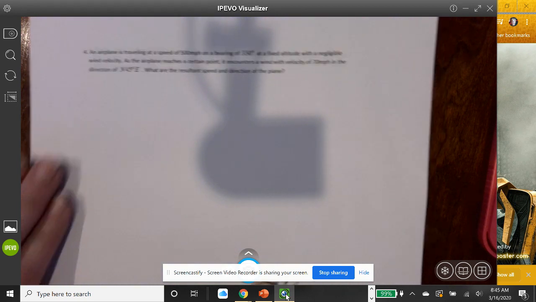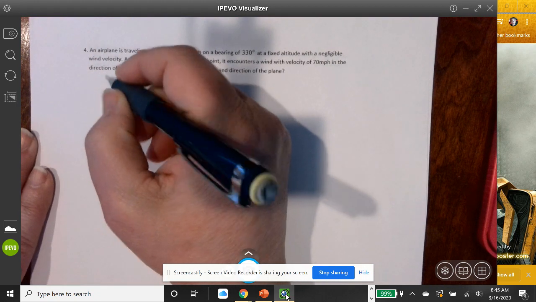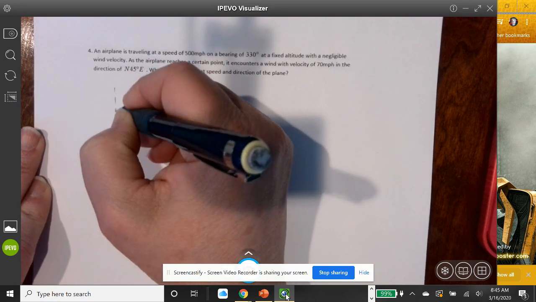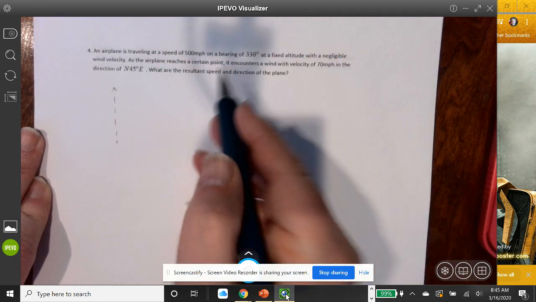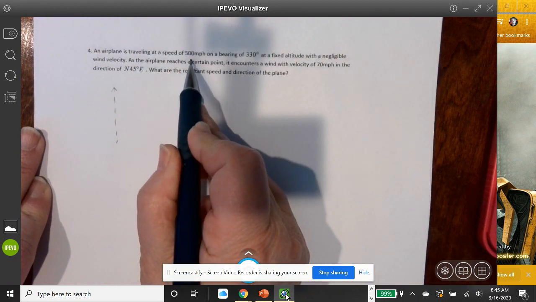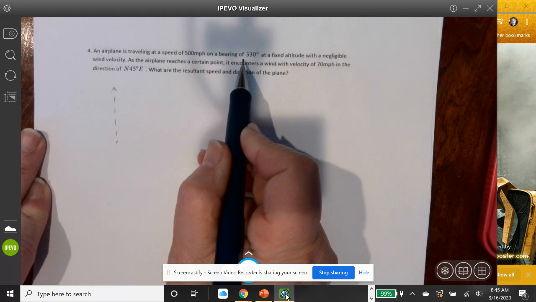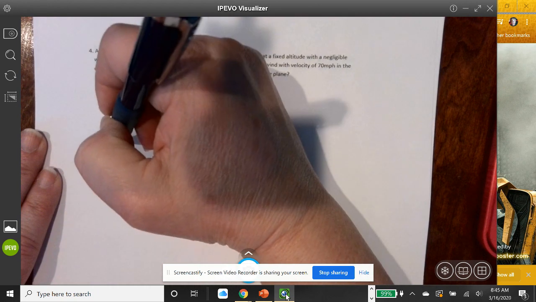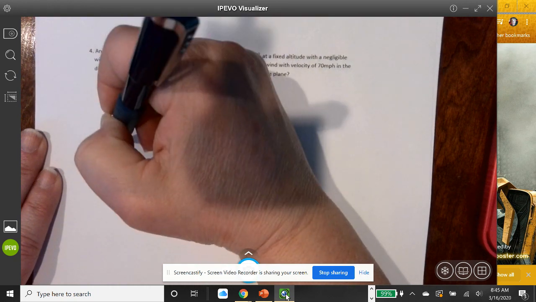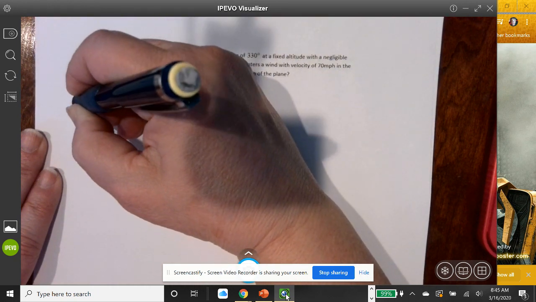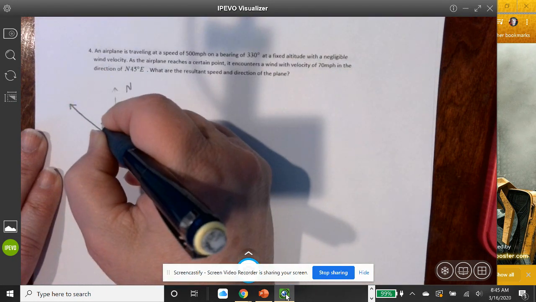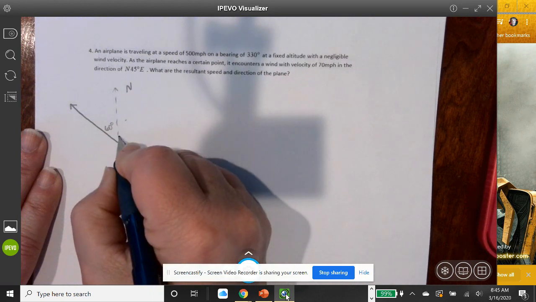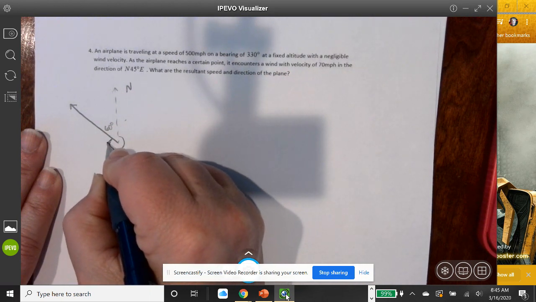So, all right, so how do we do this? Let's draw our picture because I'm a visual person. The airplane's traveling at 500 miles per hour on a bearing of 330, which is 60 degrees away from north. I want to say as the crow flies, but I don't know. Okay, here we go. This is 330 degrees.